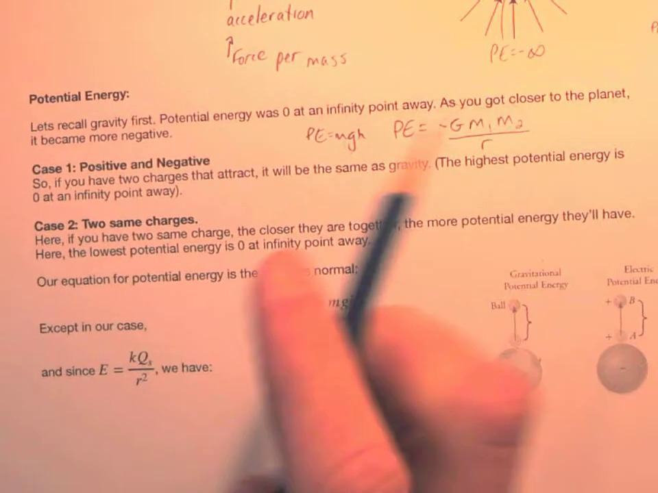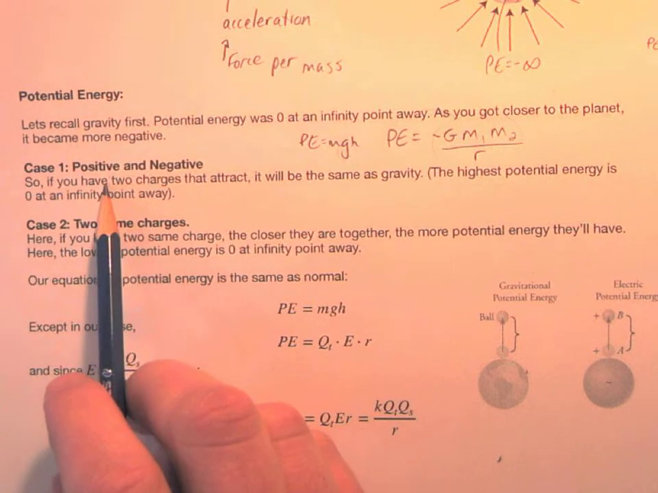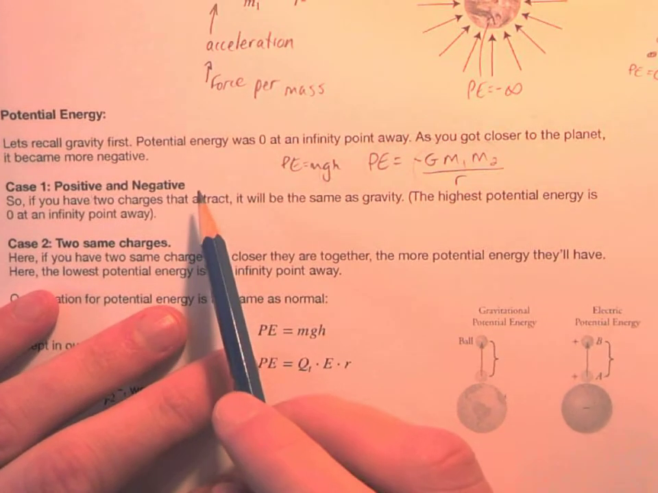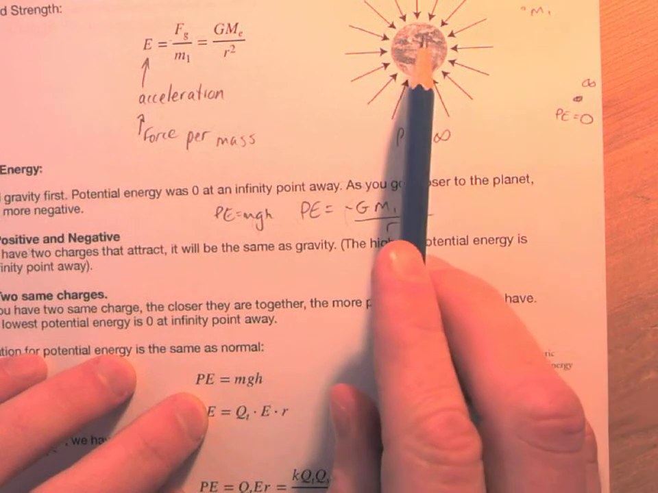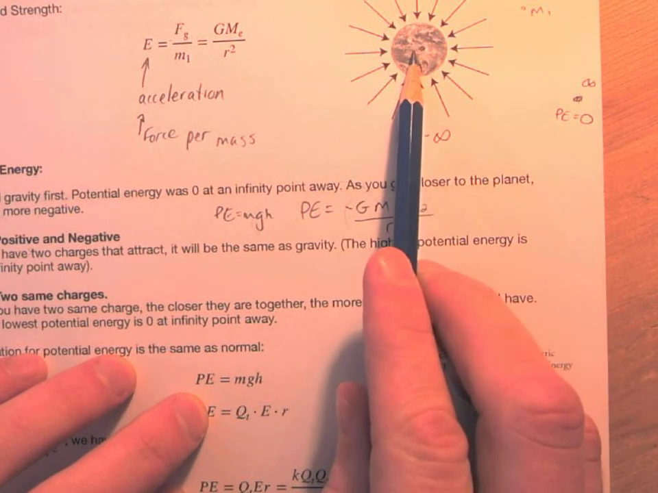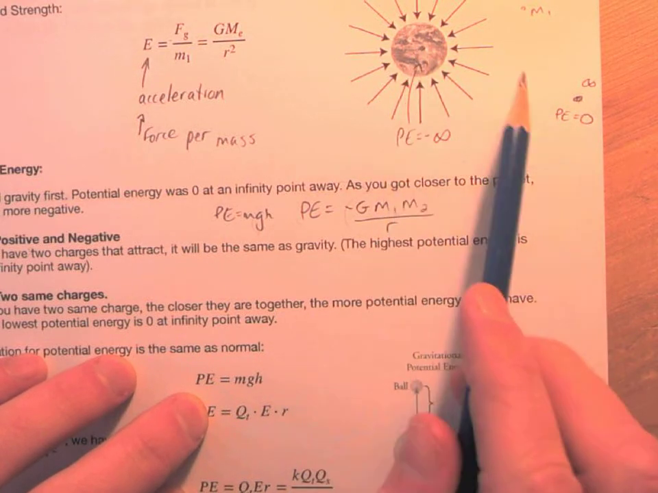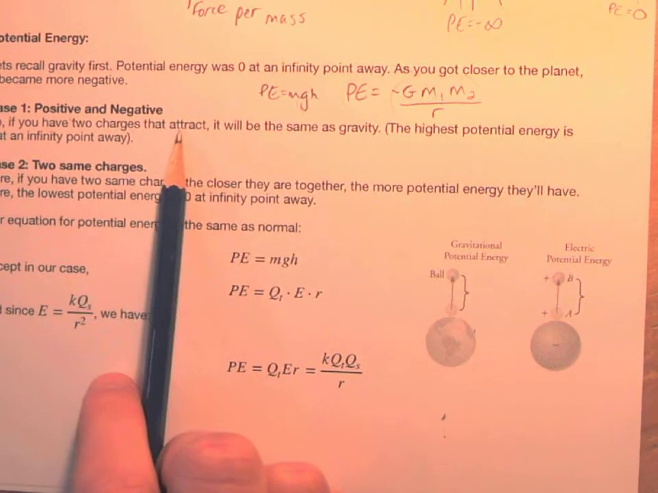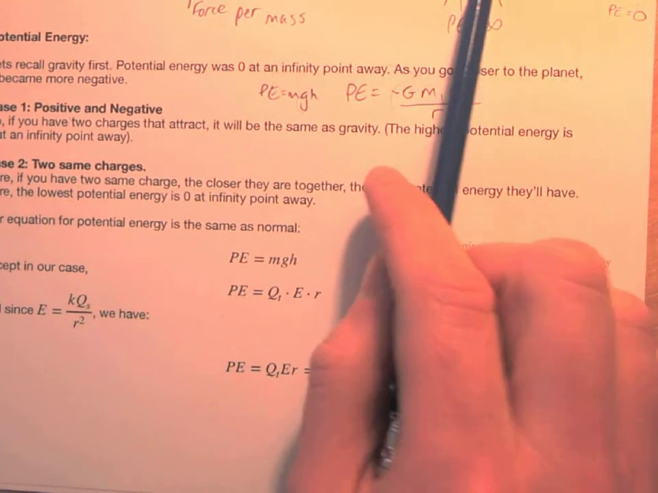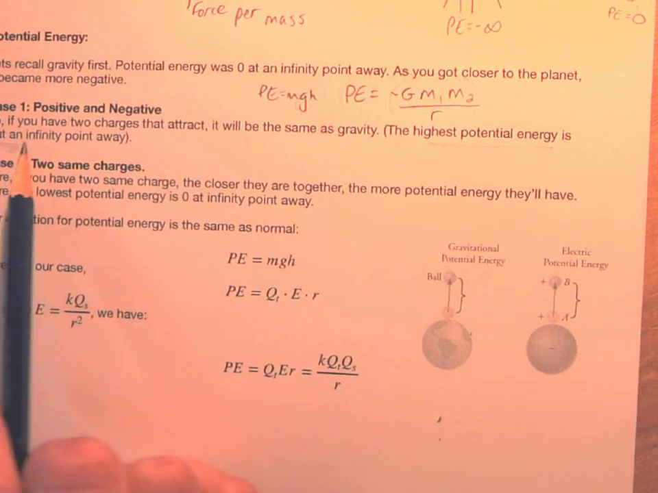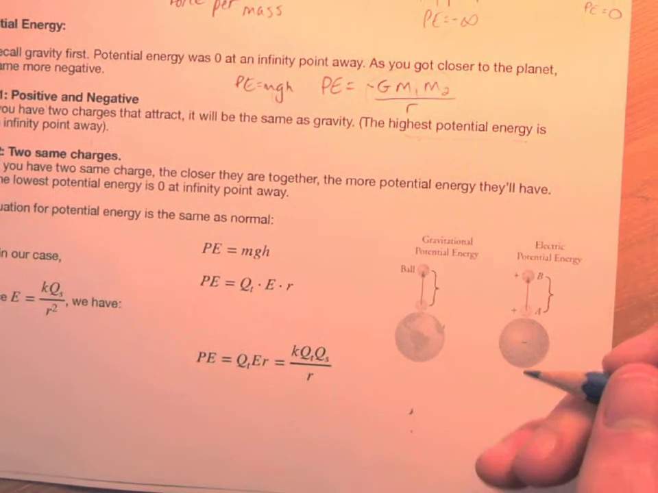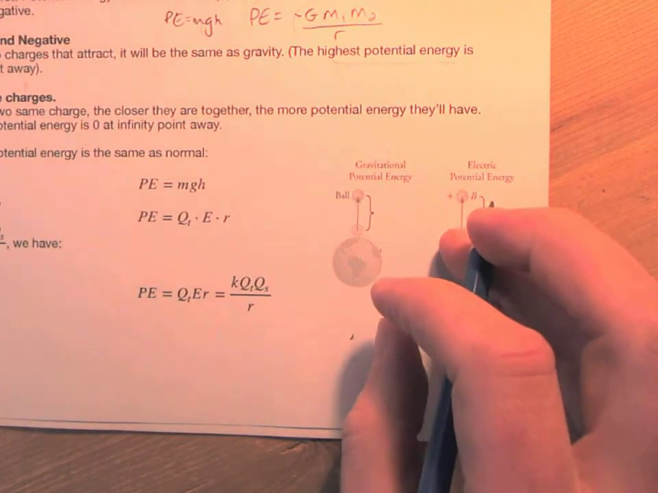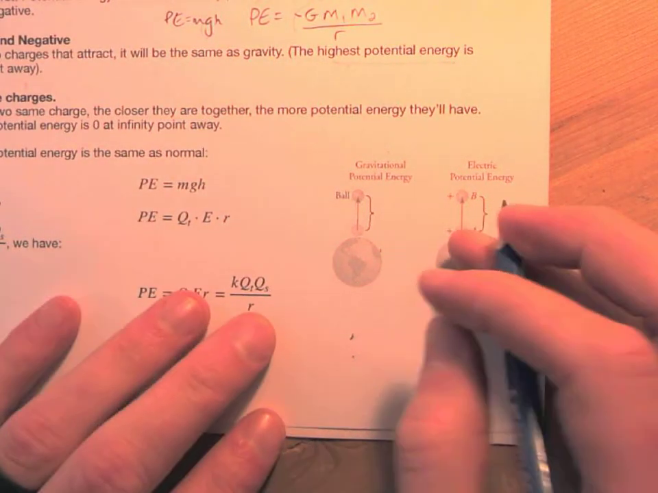Okay, so now let's look at statics. We have positive and negative. So there's two different examples. It's what happens when your satellite and your source charge are the same charge, or what happens when this is one charge, this is the opposite charge. So case one. If you have two charges that attract, it will be the same as gravity. So the same as this one here. The highest potential energy is 0 at an infinity point away. So an example here is charges that attract, just like gravity.